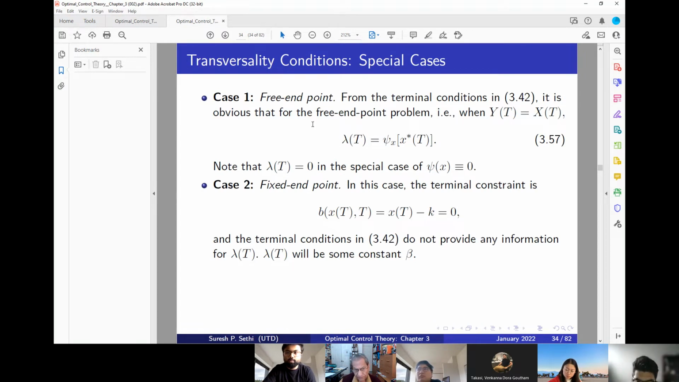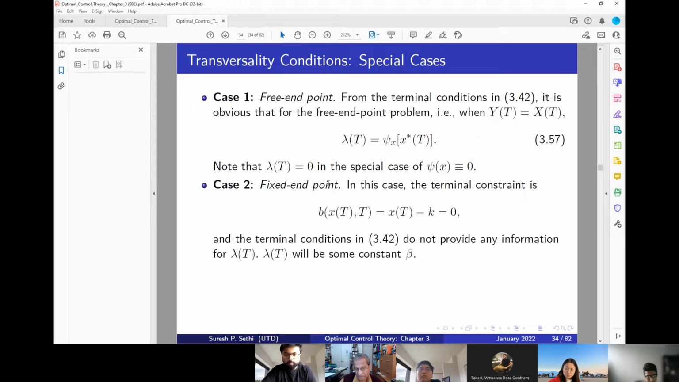So, free endpoint, that means Y_T is the set of all feasible solutions, which is free endpoint. Then lambda T is just the derivative of the salvage value function. And lambda T equals 0 if psi is 0. So you see, if psi is 0, then lambda T is fixed because it's a completely free endpoint problem.